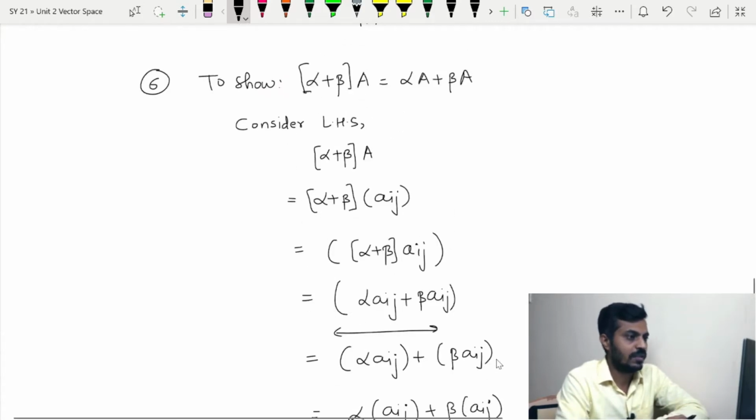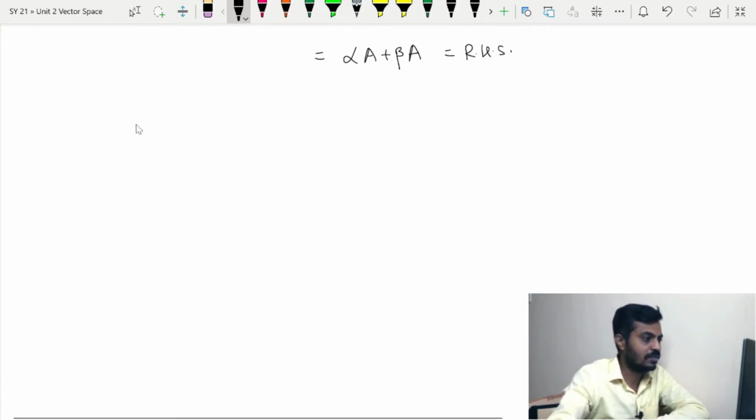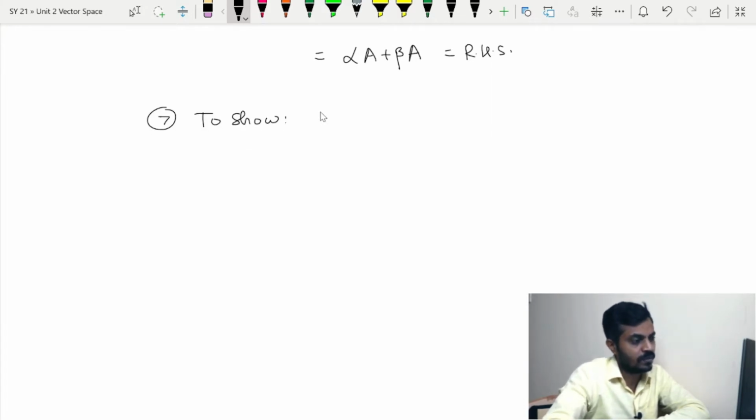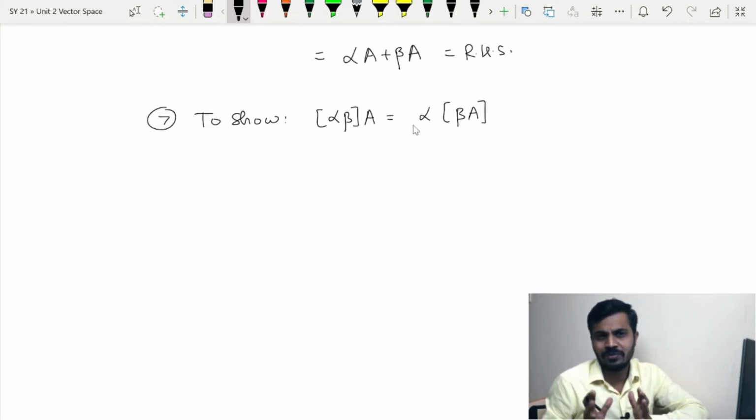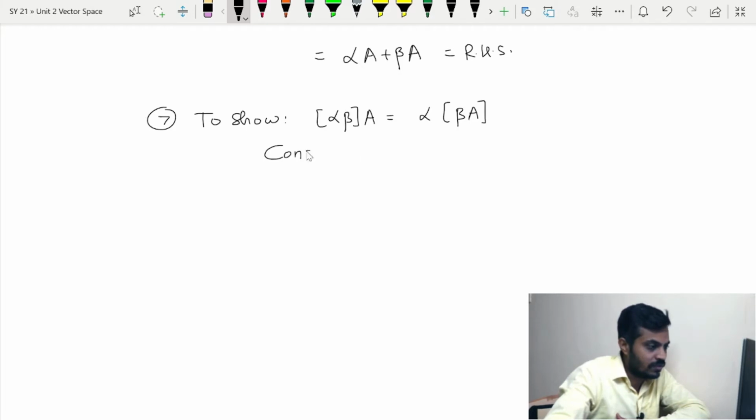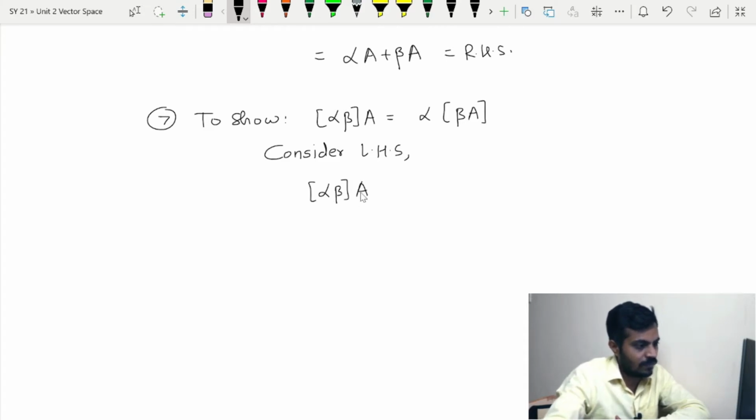So now the seventh property. In the seventh property we have to show that alpha beta A is equal to alpha times beta A. So again we have to do the same thing again and again. The important thing is the definition of addition and scalar multiplication. If you have understood that, then you can solve any number of examples. So I will start with LHS again, alpha beta A. Put the value of A over here, that is nothing but a_ij.